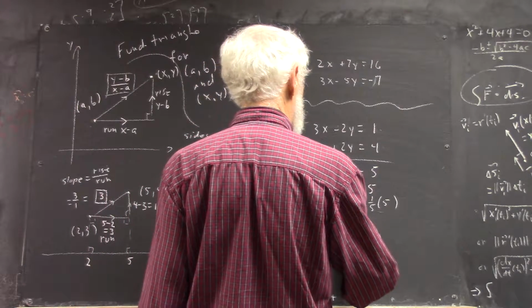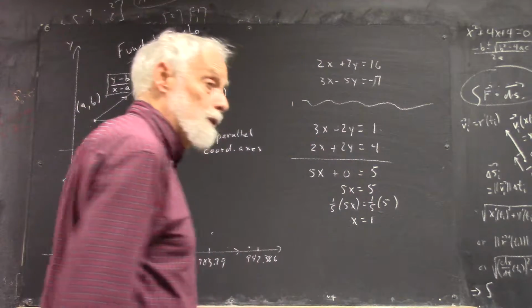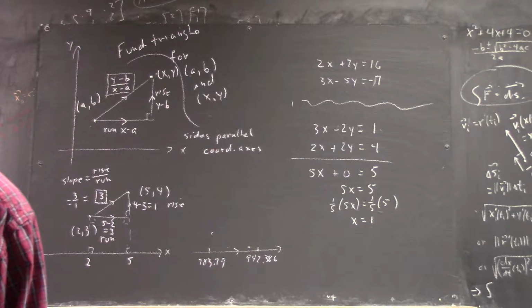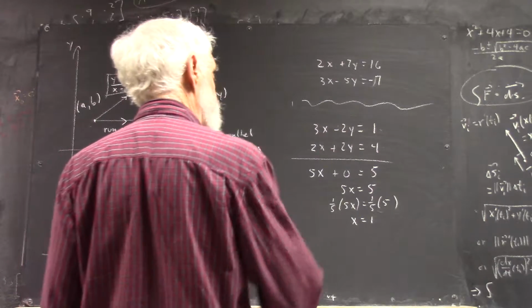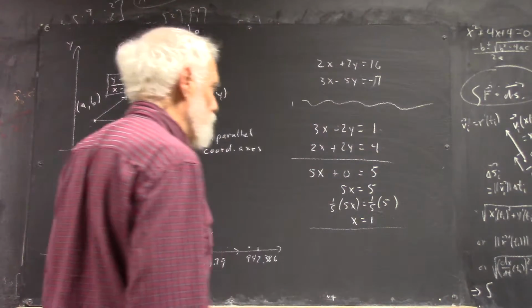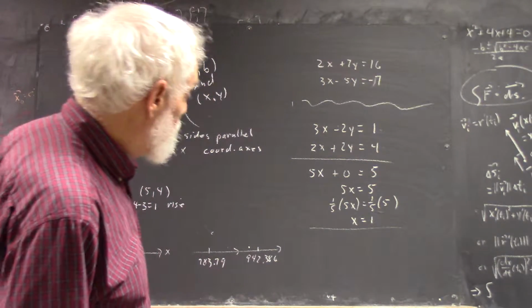1/5 times 5x is x. 1/5 times 5 is 1, so x is 1. Okay? And I even left out a couple steps with the fractions that I don't want people to leave out, so if they do, they're going to get into bad habits. Okay, well anyhow, x equals 1.